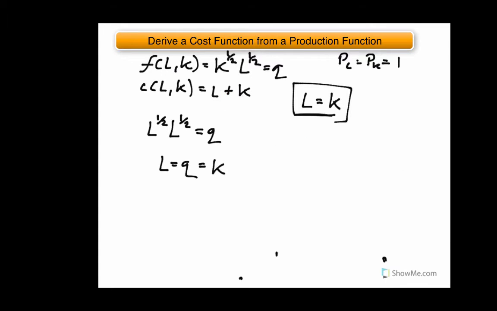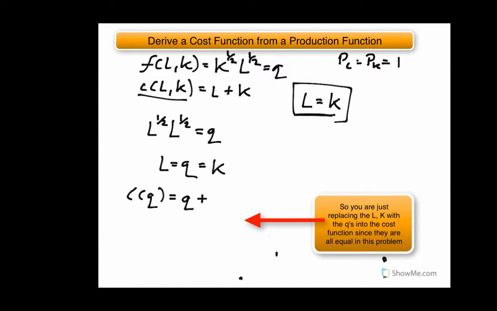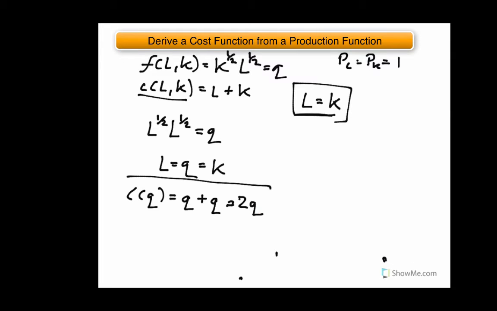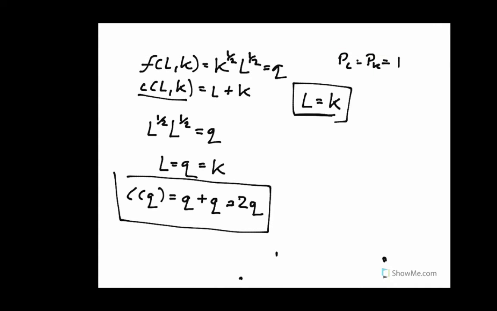Now this gives us a simplification for our cost function, because we can plug in L equals Q and K equals Q, and that's going to get us that C of Q is equal to L, which is Q, plus K, which is also Q, which equals 2Q, which is our cost function. So this is a simple example of how you can use this cost minimization problem to find your cost function, given your production function and given the price of labor and capital.